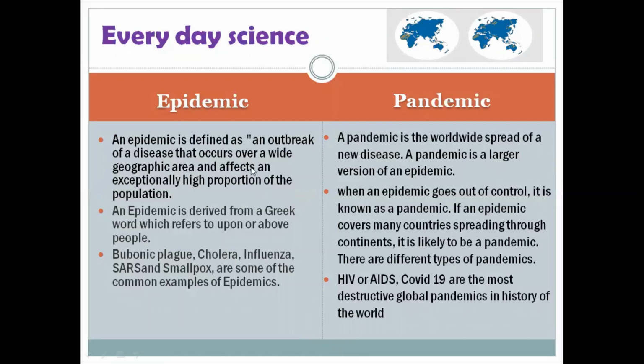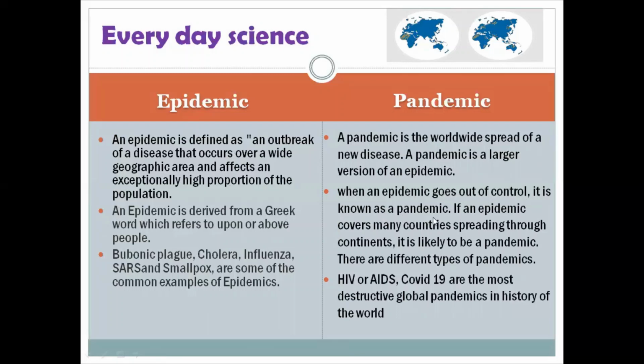So the same thing is a form of disease which quickly spreads, जो फैल जाती है जल्दी में, मगर एपिडेमिक जो है, एपिडेमिक का जो दायरा है, जो उसके बॉर्डर्स हैं या उसका जो एरिया है, शॉर्टर देन दी पेंडेमिक. और पेंडेमिक it can be spread all over the world. An epidemic is derived from a Greek word which refers to upon or above the people, जो चीज लोगों से ज्यादा. When an epidemic goes out of control, it is known as a pandemic.